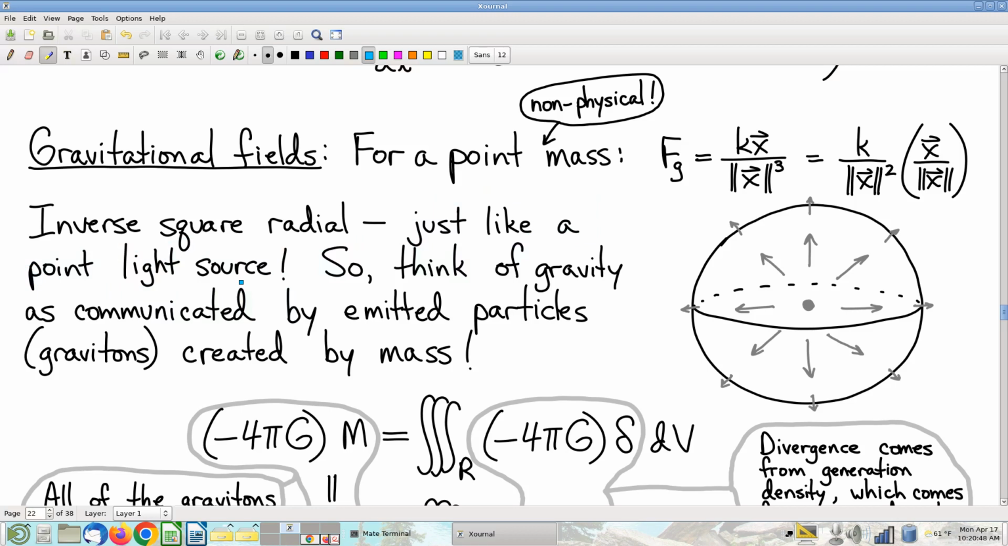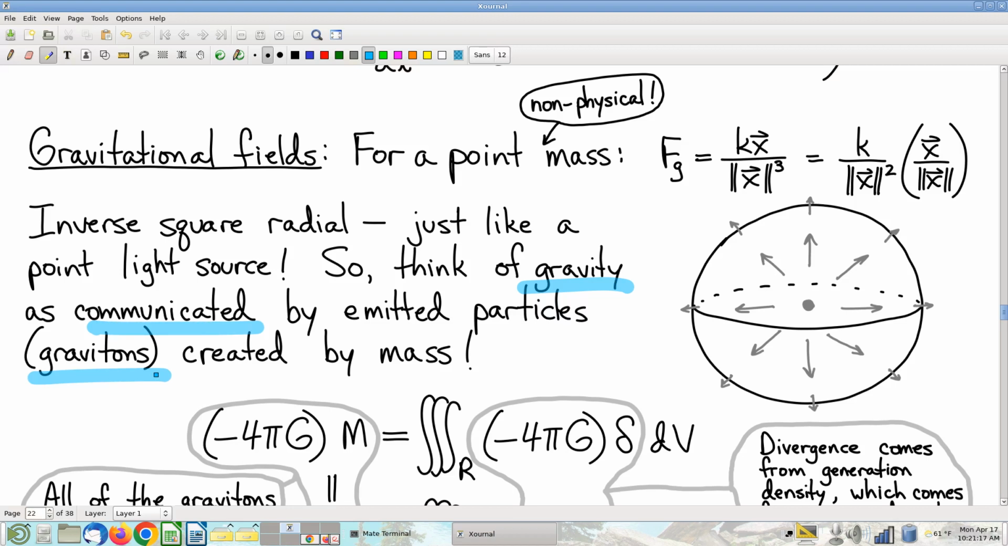Maybe the fact that the vector fields are exactly the same, that's so weird, maybe that's what gravity is. Maybe gravity is communicated the same way light is. We've kind of all accepted the idea that light is communicated by tiny little particles called photons. Maybe gravity is communicated by tiny little particles called gravitons.